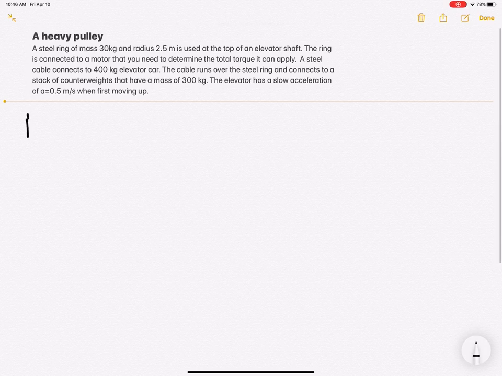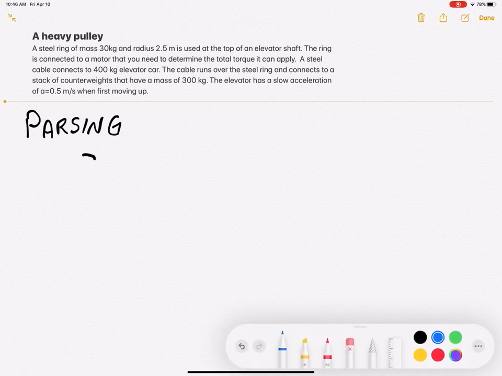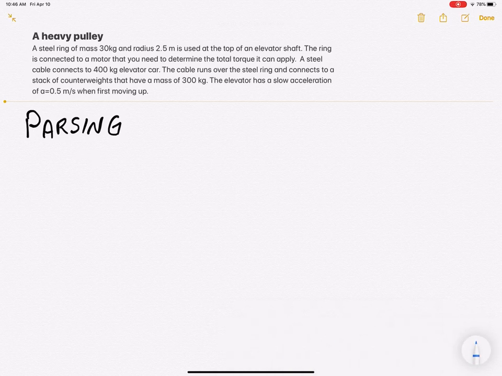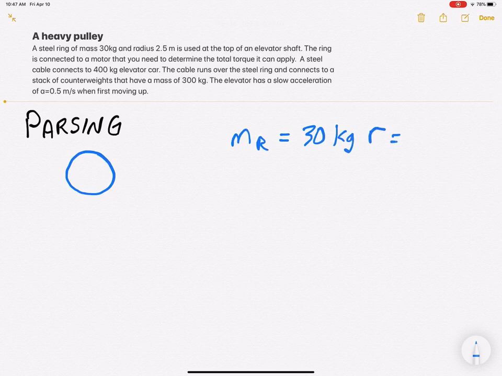Okay, so the first thing we want to do is parse the problem. So there's a steel ring. So the mass of the ring is 30 kilograms, has a radius of 2.5 meters. Okay, it is connected to a motor at the middle, which means we probably have lightweight spokes connecting it in.